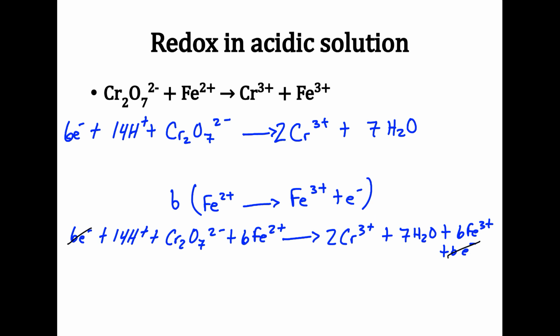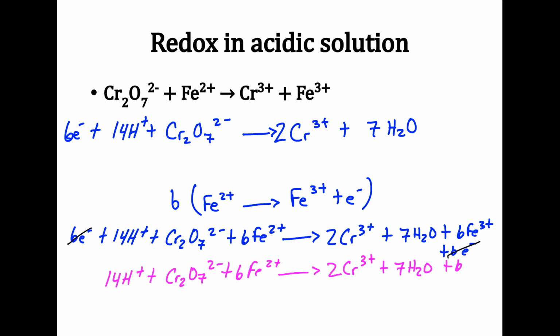So once we cancel that out, we'll end up with our net reaction, or our overall reaction, which is 14H plus Cr2O7 2 minus plus 6 Fe2 plus, yielding 2 Cr3 plus 7H2O plus 6 Fe3 plus. And again, I would go through and double check that both the atoms and the charges are balanced.